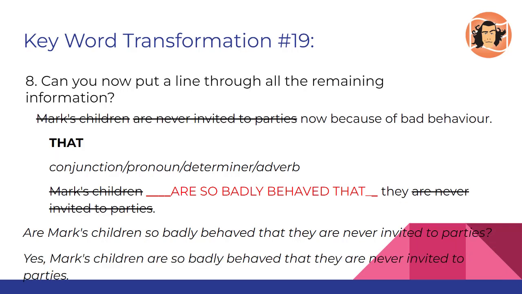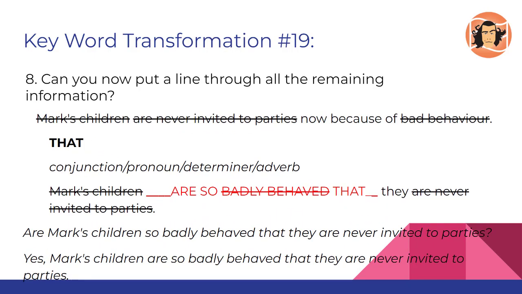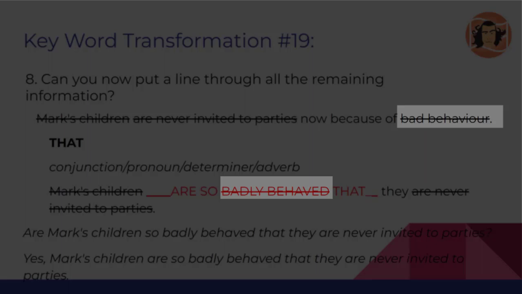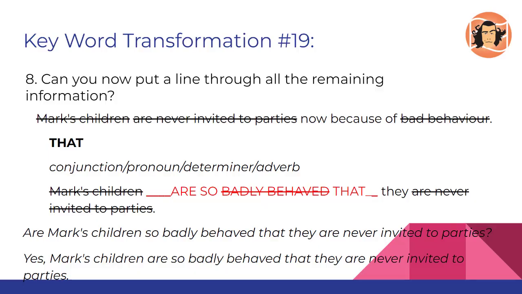So, step number 8 is, can I now put a line through the remaining information? Take a second and see if you can put a line through the remaining information in your example sentence and also in the words that you've put into the gap. Okay, so I've put a line through bad behaviour and badly behaved. There are a few words which don't have a line through, but might not be important. So let's move on to step number 9.